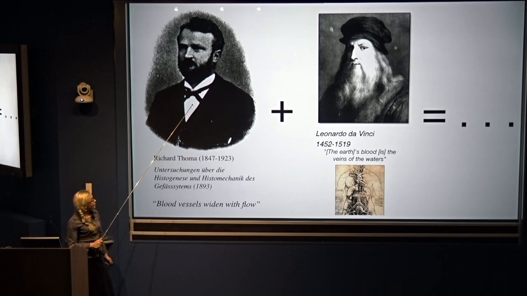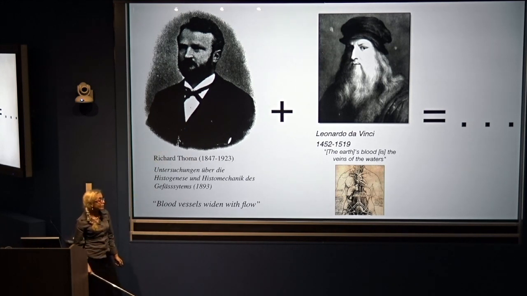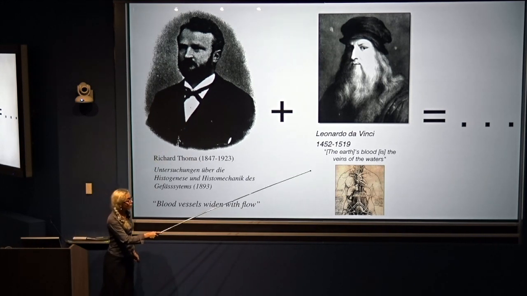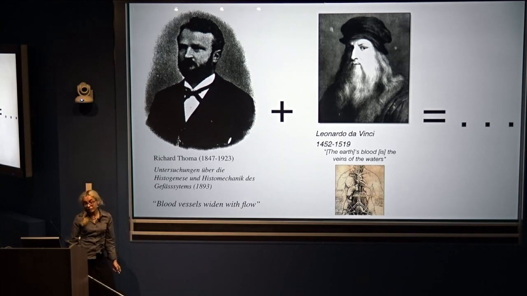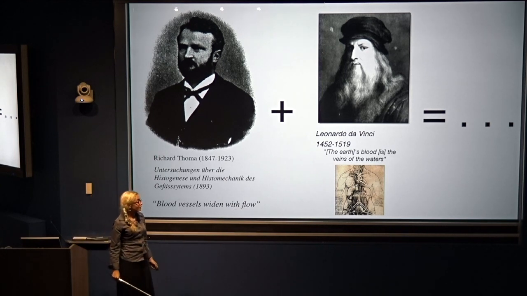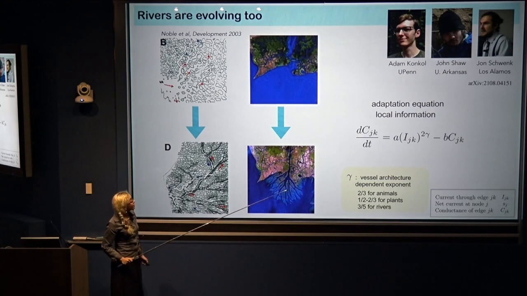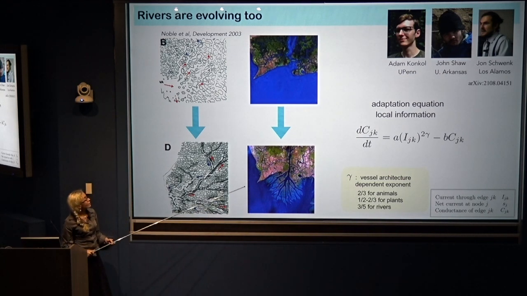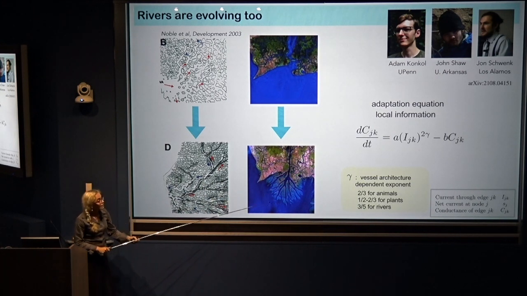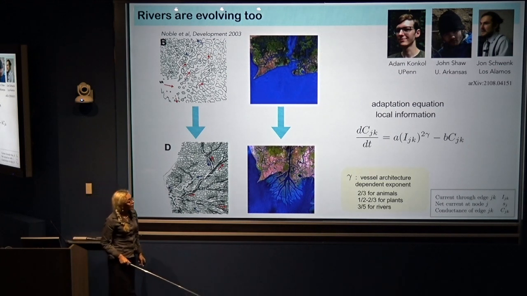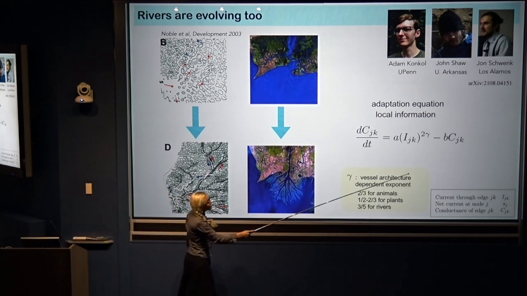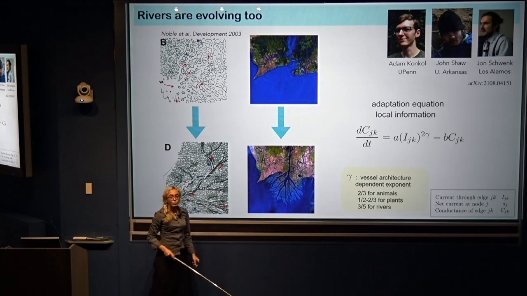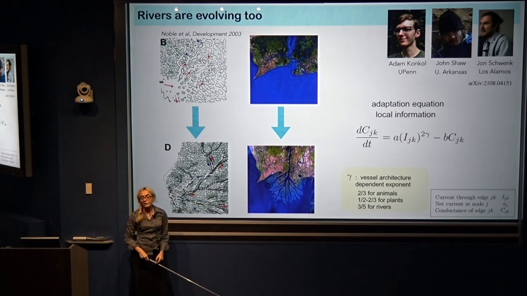So now we're going to take Richard Thomas, who said that blood vessels widen with flow, and we're going to add Leonardo da Vinci, who said that rivers are like vessels. And we're going to try to understand something quite interesting. We're going to try to understand the structure of deltas right here. So we're going to take this adaptation equation, which is kind of ad hoc, and use it in a kind of ad hoc way for rivers.